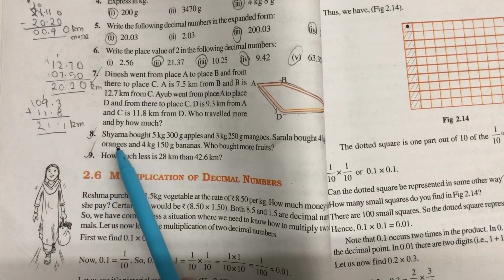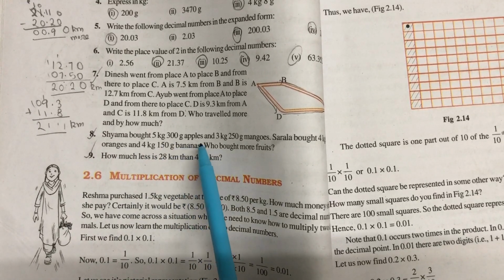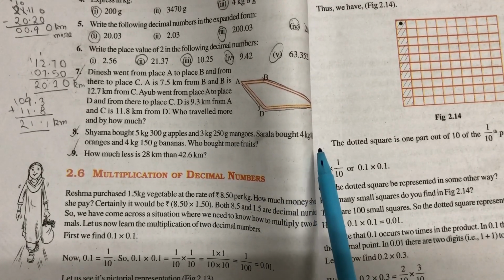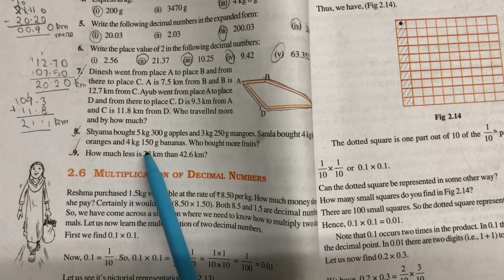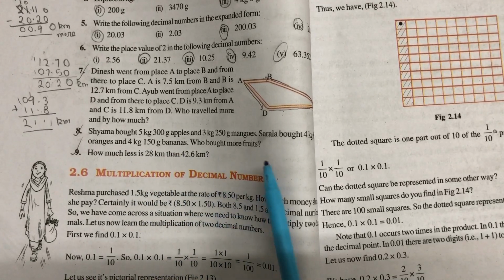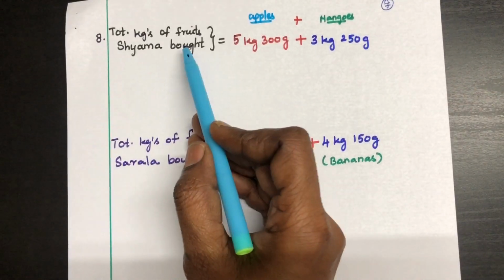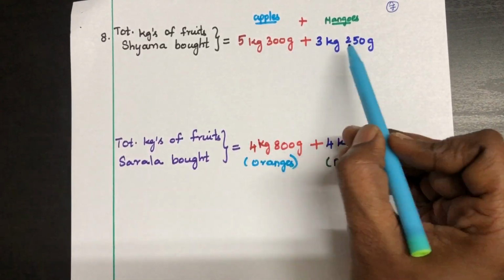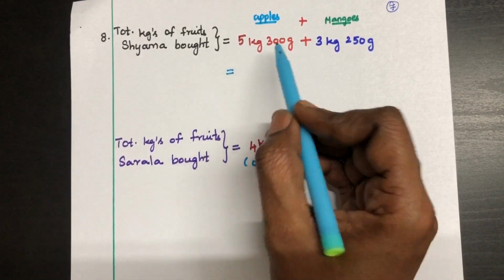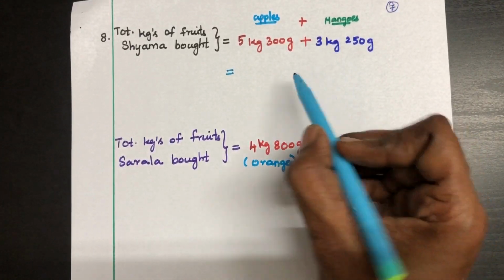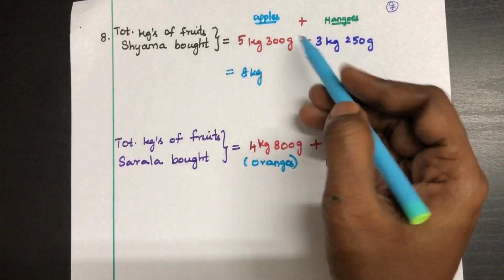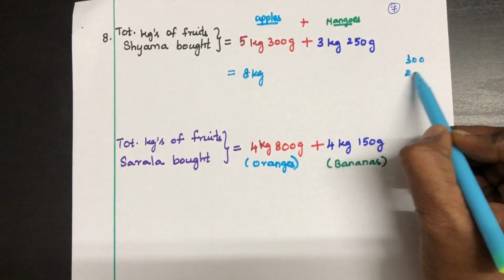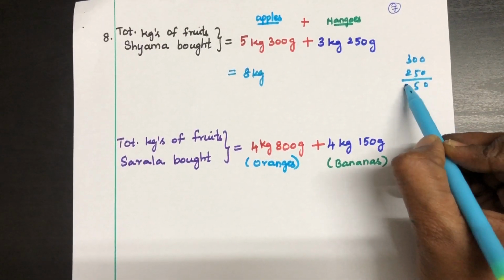8th question. Shyama bought 5 kg 300 gram apples and 3 kg 250 gram mangoes. Sarala bought 4 kg 800 gram oranges and 4 kg 150 gram bananas. Who bought more fruits? Total kgs of fruit Shyama bought. So we are going to add apple kgs and mangoes. 5 plus 3 is 8 kg. So now come to grams. 300 plus 250 gram gives us 550 grams.